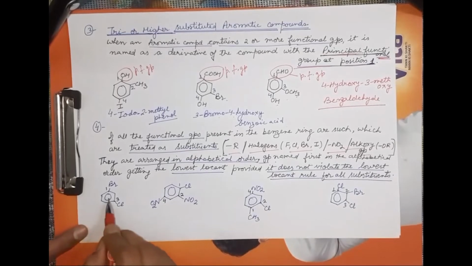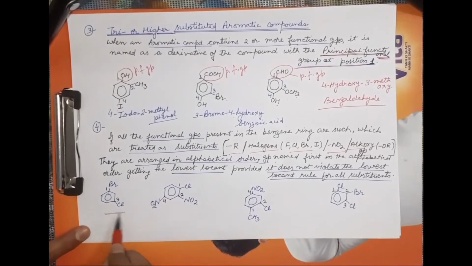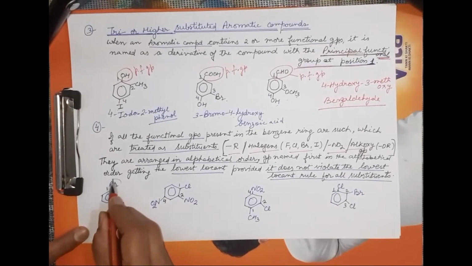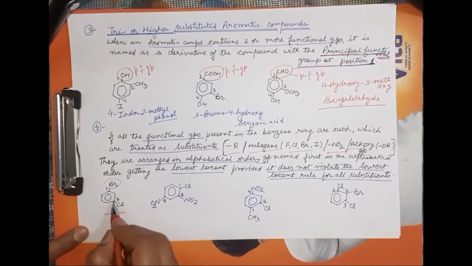Now, if we see this example, Br and Cl, both are substituents. So this is the bromo, this is the chloro. So according to alphabetical order, this comes first. So this will be 1, 2, 3.